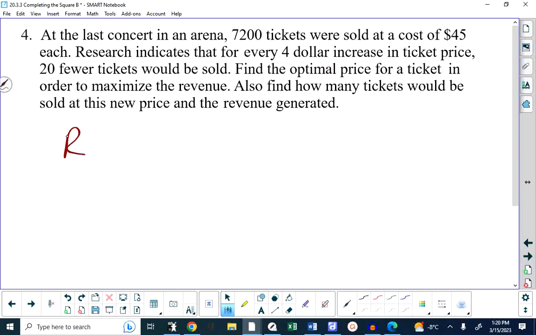So revenue is number of tickets sold multiplied by the amount per ticket.